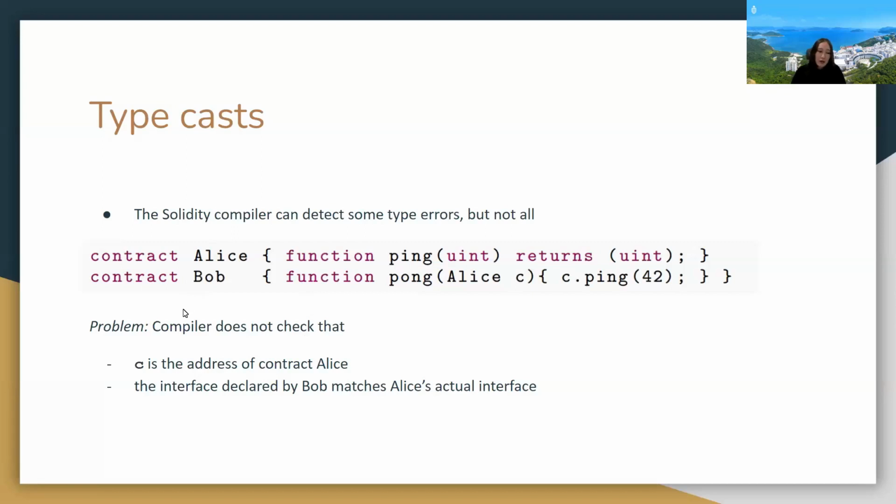And here, the problem is that the compiler does not check, firstly, that C is indeed the address of the contract Alice. So basically, it might be some non-existent address, or it might be the address of some other contract, and the compiler cannot check that. You need to check that manually. And the second is that the interface declared by Bob might not match the actual Alice interface. So in these cases, you need to check all of that by yourself.